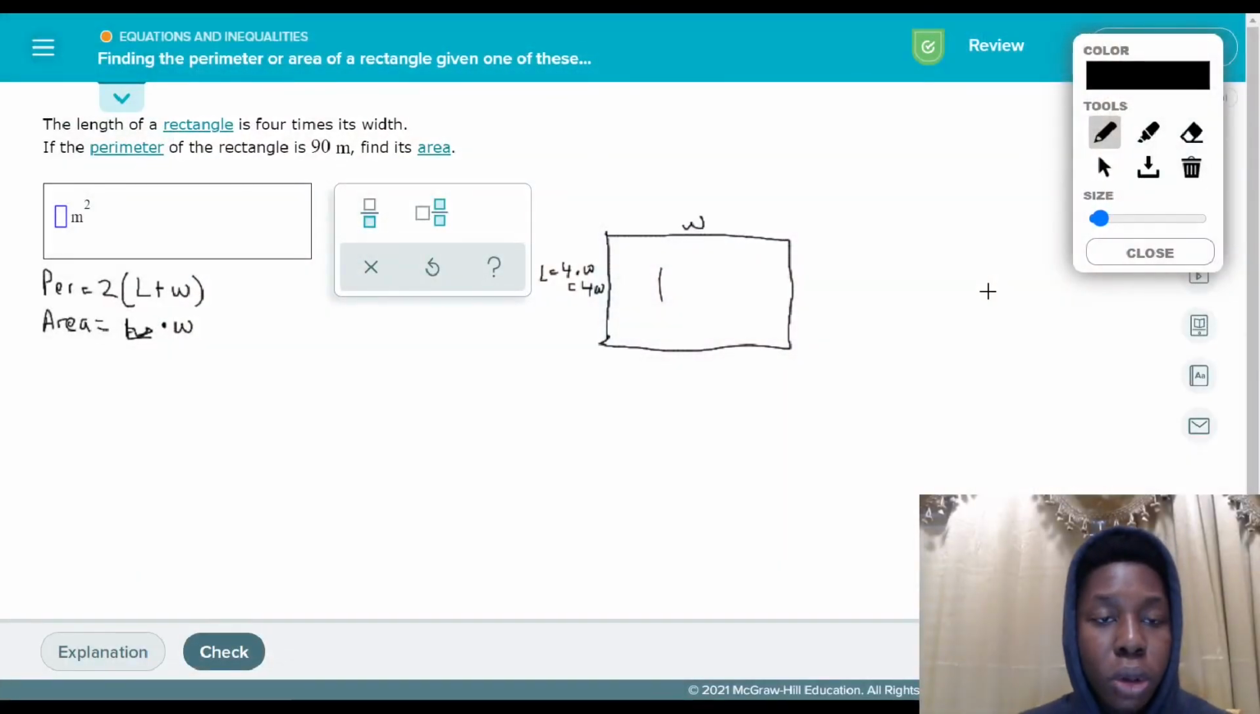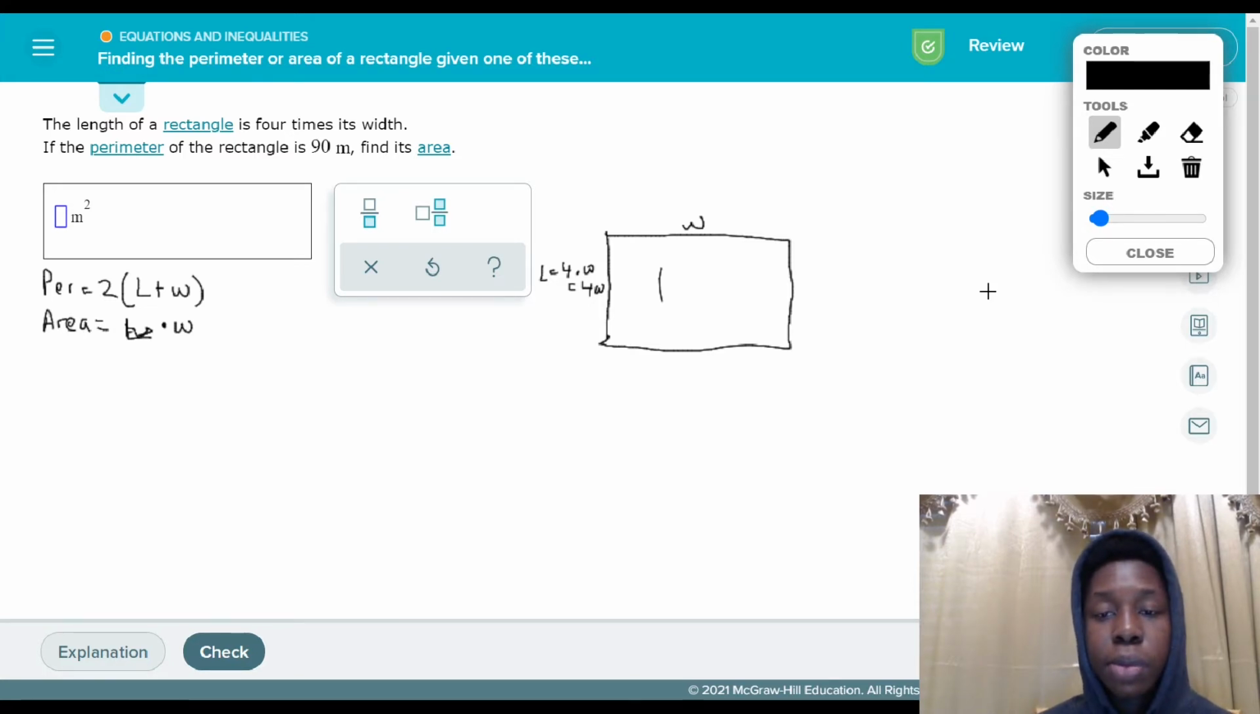My name is Babatunde and today we're going to be talking about finding the perimeter or the area of a rectangle given one of them. In this question we're going to be given either the area or the perimeter of the rectangle, and be asked to find the latter.